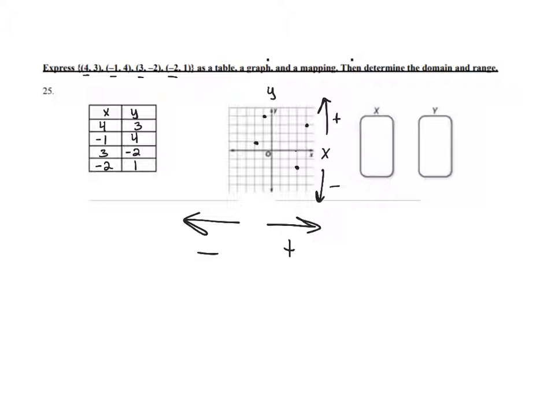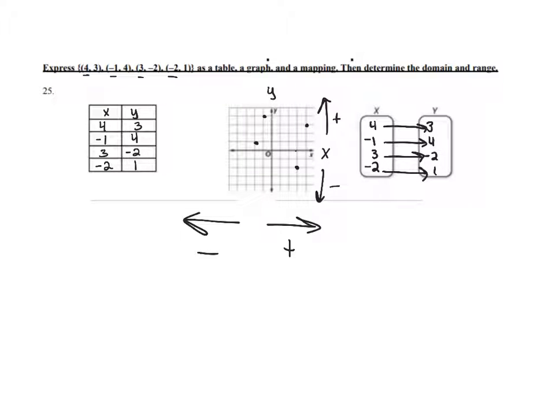Then we have our mapping. So I'm going to list my X values on the left hand side: 4, -1, 3, -2. And then I have an output of 3, 4, -2, 1. Now remember, on the mapping, you do not list doubles. And then I'm going to draw my arrows connecting my ordered pairs, or my inputs to my outputs.